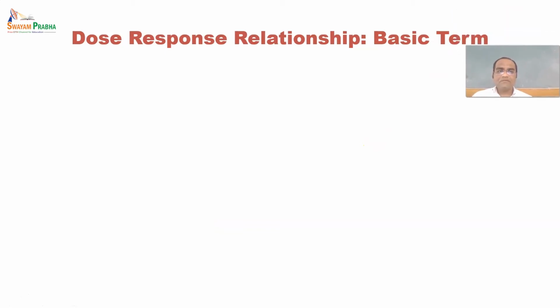So what are the basic terminologies in dose response relationship? We'll look over that. The dose of a drug is a specific amount or weight of medication. Medication actually refers to a dosage form, so in our language we will use a specific amount of a drug or weight of a drug, like say 500 milligram of paracetamol, which is a dose of that particular paracetamol.